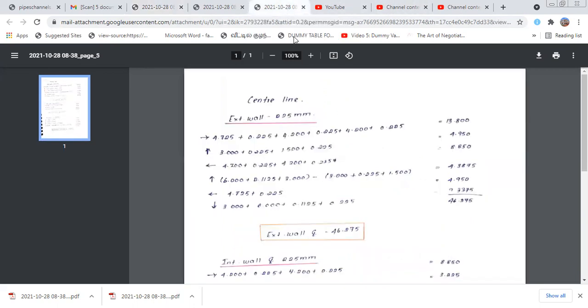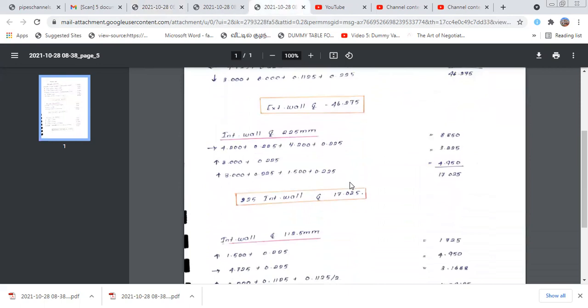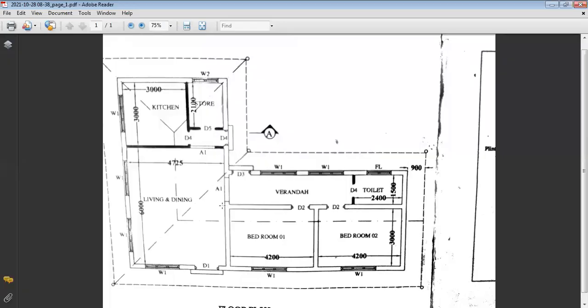Next one, we will move to the internal center line. The internal center line here, the 225 millimeter brick wall internal center line. I am showing the arrow: this one and this one, bedroom 1 and bedroom 2, straight way, this one and this one for the internal center line. We know for the internal center line, this one 3,000 plus 225 divided by 2 plus 225 divided by 2.